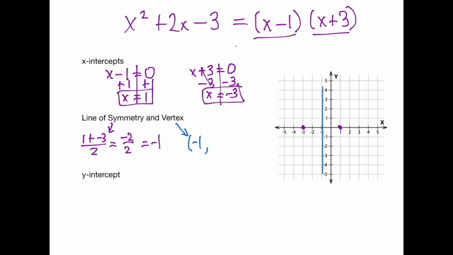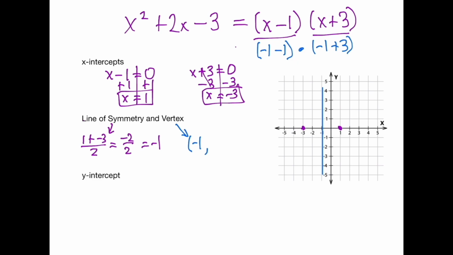We can come back up to our factors and plug in a negative 1 for x. Negative 1 minus 1 is negative 2, and negative 1 plus 3 is 2. Negative 2 times 2 is negative 4. So our vertex is negative 1, negative 4. You can plot that on your graph.